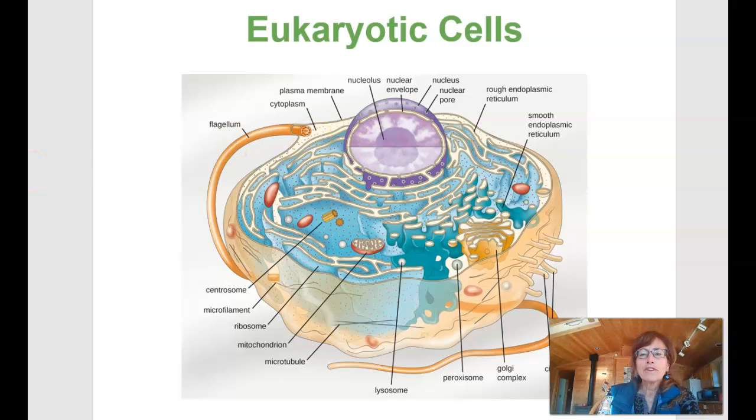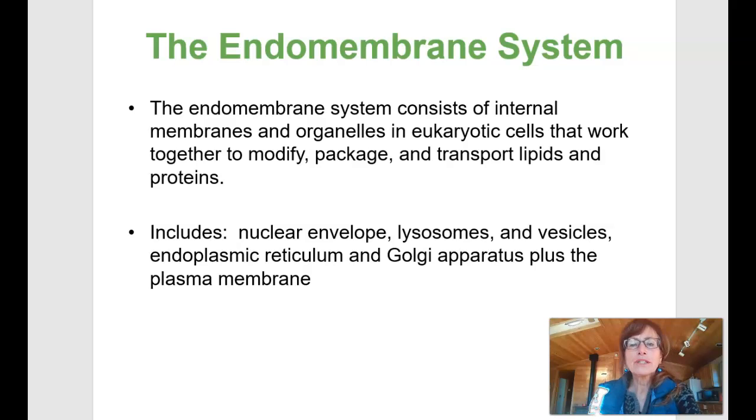The area that we're going to be focused on, though, is not the nucleus, but all that material that you see outside the nucleus, and all these membranes that are outside the nucleus. This is called the endomembrane system. So the endomembrane system is this whole series of internal membranes and organelles that together work to do something with proteins in particular, and they modify and package and transport both lipids and proteins.